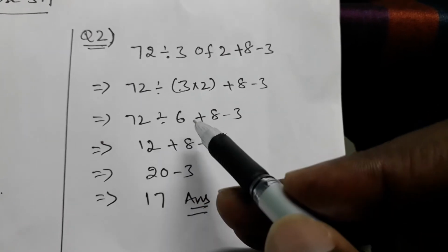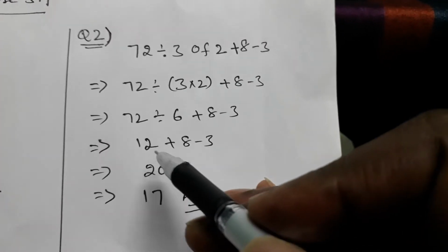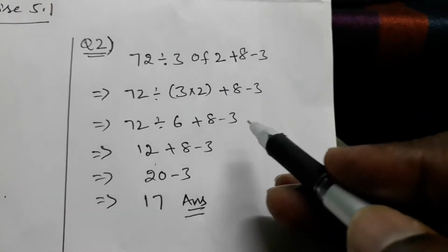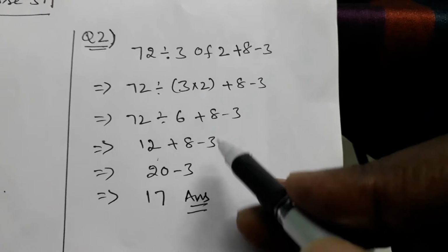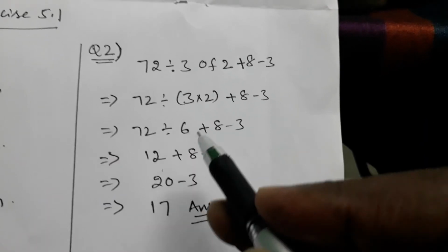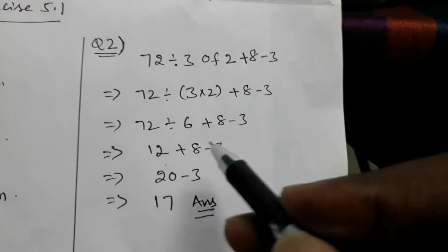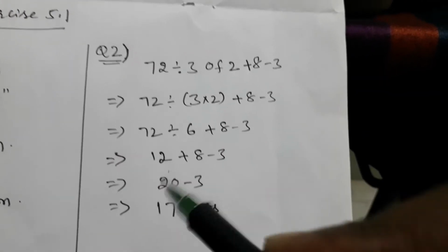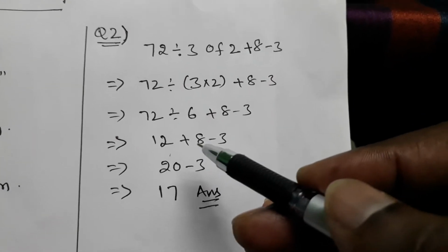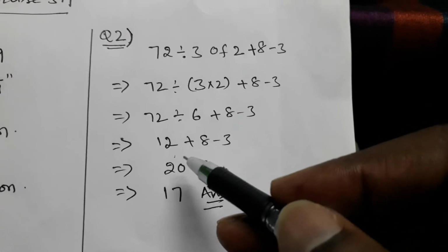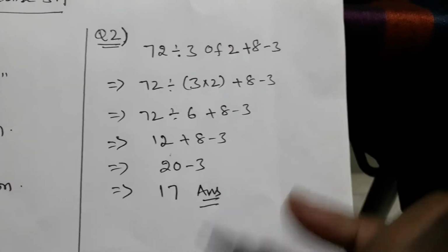12. 72 divided by 6: 6 twelves are 72, no? So you get 12, plus remaining write as it is. Don't change; only the operation you do, result right here, remaining as it is, plus 8 minus 3. Now, after division, you do multiplication. Is there any multiplication in this? Not there. So next go to addition. Multiplication not there, so let's go to the next step, addition. So addition you do, you get 20, remaining as it is, minus 3.